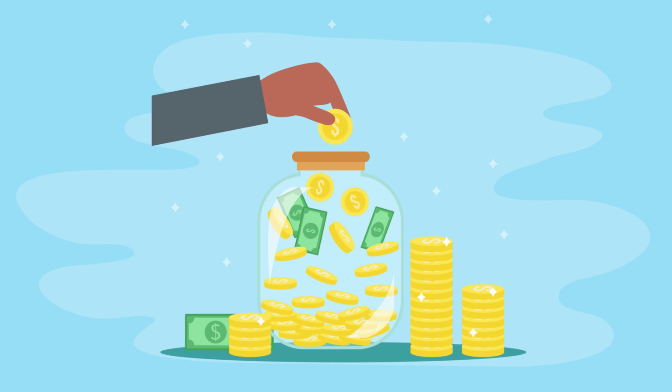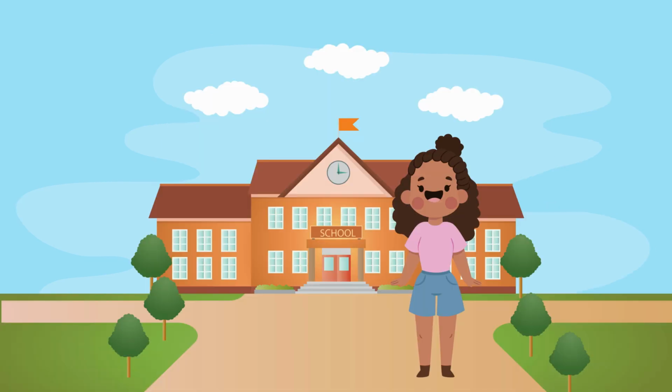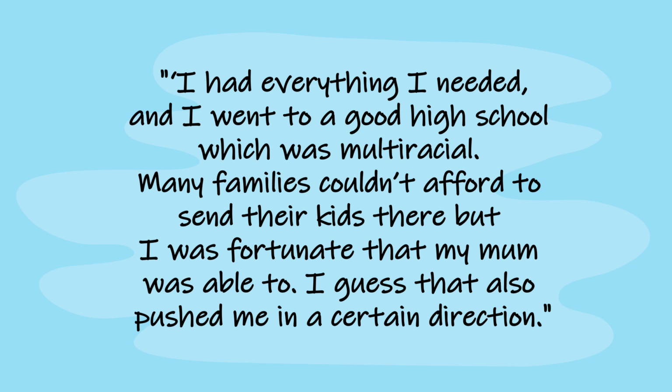Marie's mom worked really super hard, and she saved whatever little money she had. She saved all this money so she could send her daughter to a good school. She didn't want her daughter to be a domestic as well. When asked about her childhood, Marie says, "I had everything I needed and I went to a good high school which was multiracial. Many families couldn't afford to send their kid there, but I was fortunate that my mom was able to. And I guess that also pushed me into a certain direction."